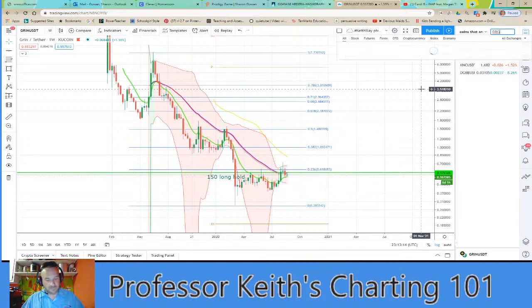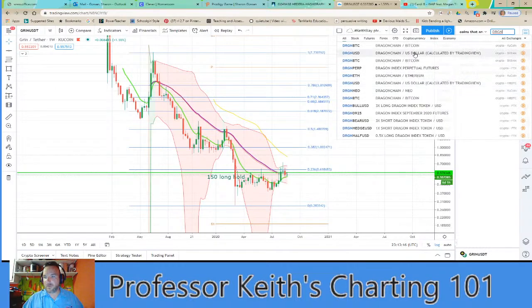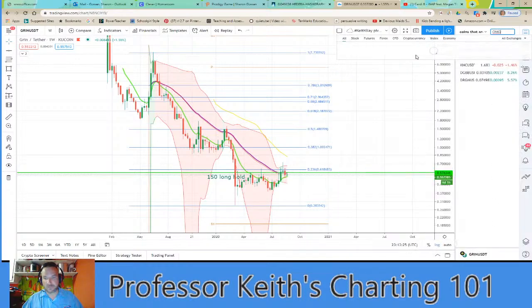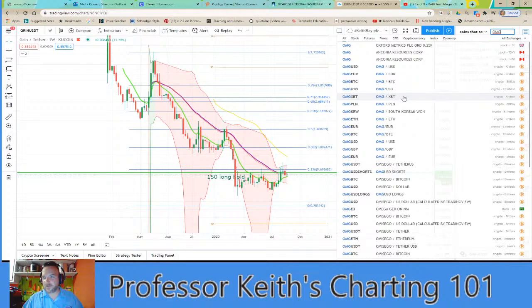Dragon. Is it on Binance? No, it's not. It's on KuCoin and Bittrex. We'll do Bittrex. I got good data. OMG. We'll do Tether because we have it.